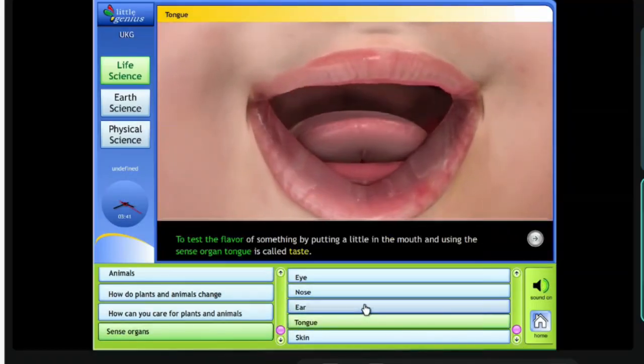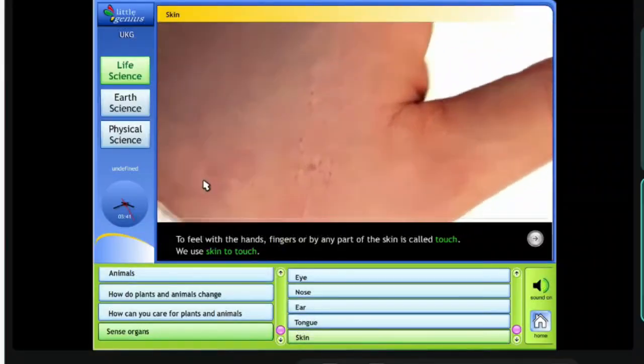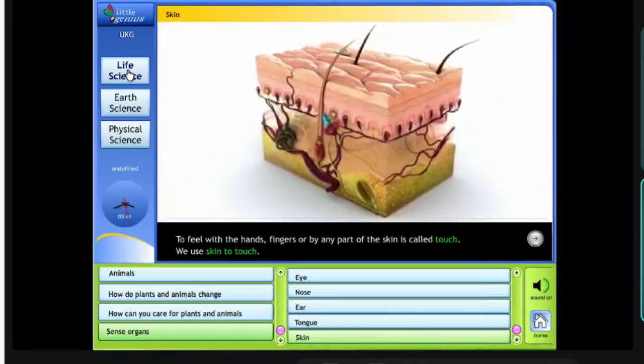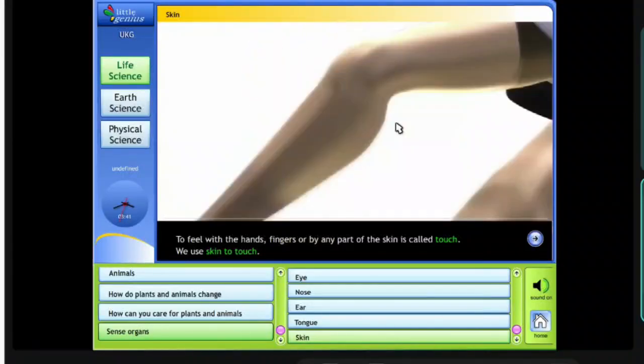Tongue, to taste the flavor; ear, to hear; skin, to feel. All this will be explained like this. This is life science. You can see here life science. So what is the skin? And because they get the clear idea, they will be having an idea how the layers of skin are working and all this stuff.